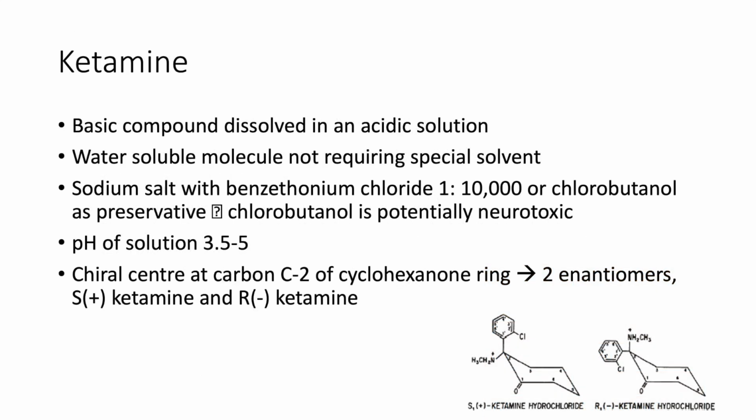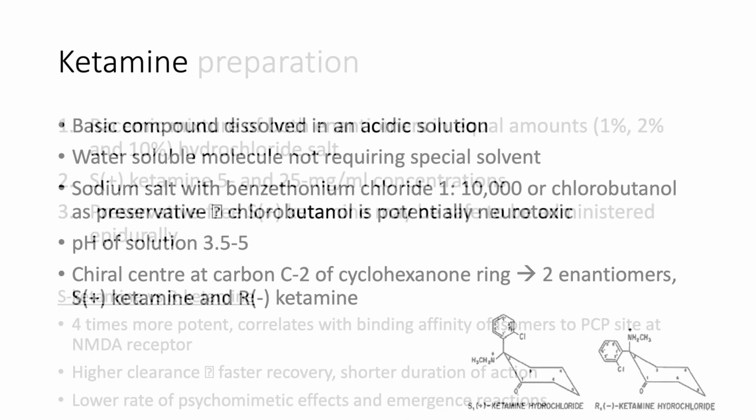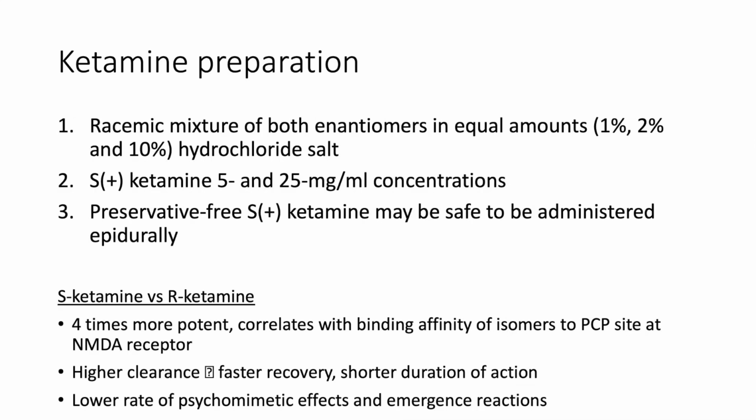Okay, next, ketamine. We are only at the pharmacokinetics. Ketamine is a basic compound dissolved in acidic solutions. It has these two things that are important. S-ketamine and R-ketamine are enantiomers. Okay, you have S and R. And what is the good one? Which is the good one? S or R? S. Okay.